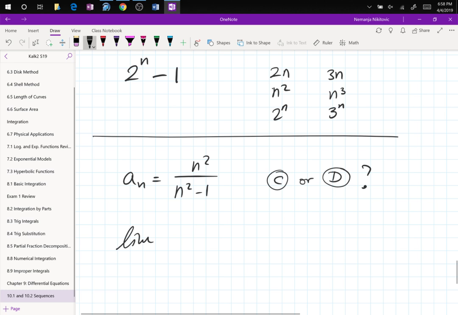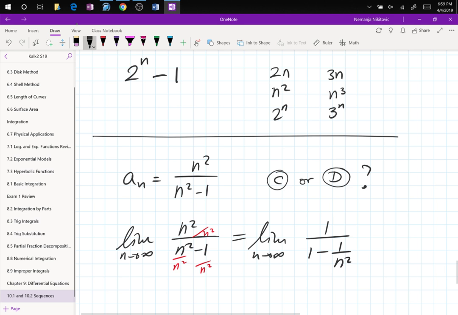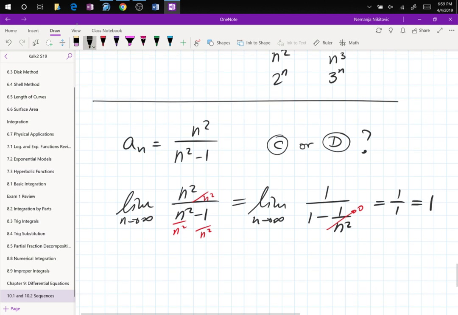Wow, we did it the long way. Limit n goes to infinity of n squared over n squared minus 1. Now, you can either divide everywhere by n squared, which is what we teach in 2.5. You divide everywhere by the highest exponent, which is n squared. What you get is limit n goes to infinity of 1 divided by 1 minus 1 over n squared. When you divide 1 by infinity, that goes to 0. 1 divided by 1 is 1. So we say converges to 1.